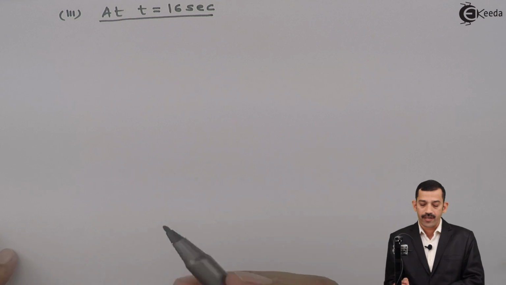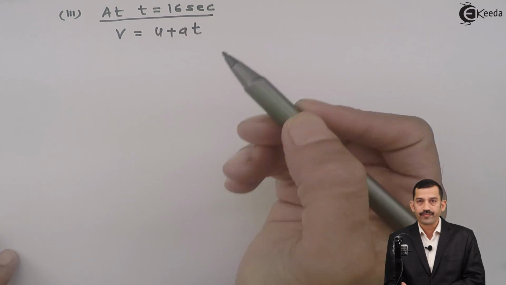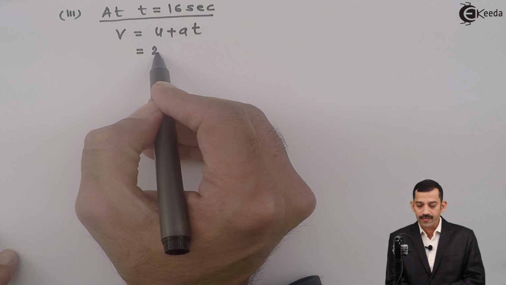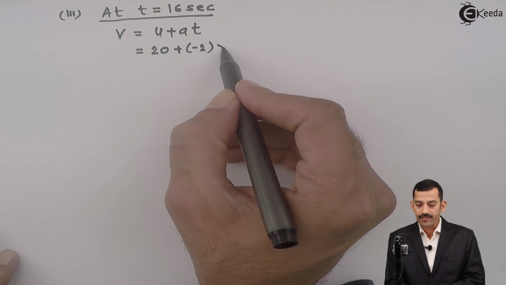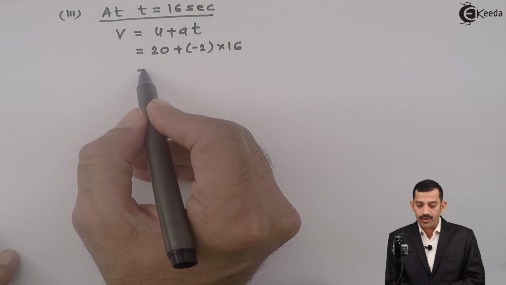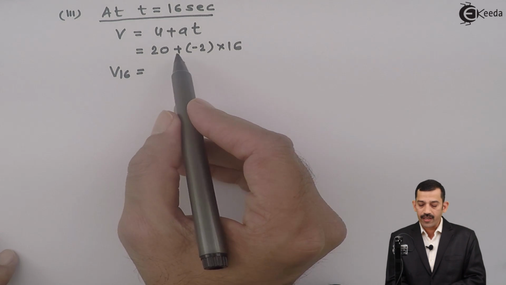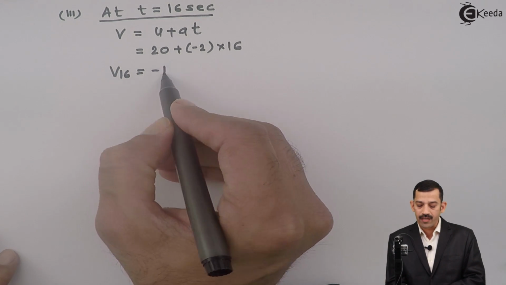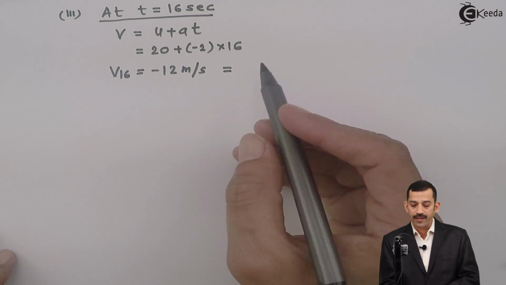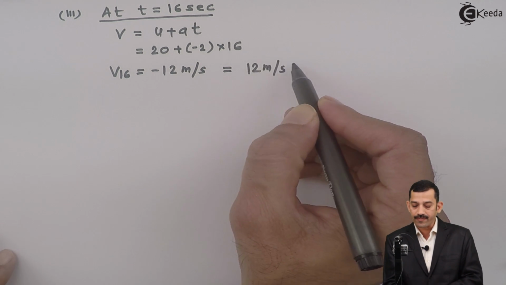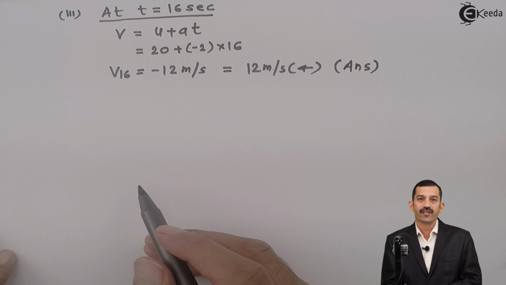How will we find the velocity of the particle? Using the same relation, v equal to u plus a into t. Initial velocity is given 20, acceleration is given minus 2, time is given 16 seconds. That means the velocity at 16 seconds, we will write with suffix 16, comes out to be 20 minus 32, that means minus 12 meters per second. The negative sign represents that the particle moves in the leftward direction, 12 meters per second leftward. This is your first answer, velocity at t equal to 16 seconds.